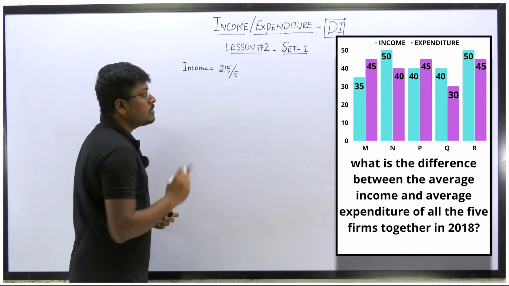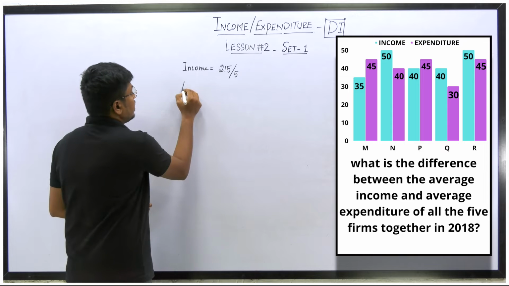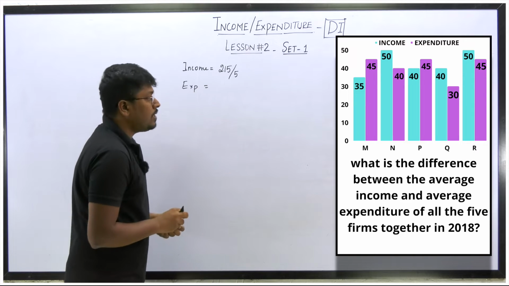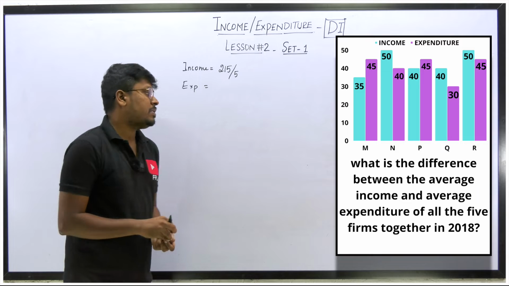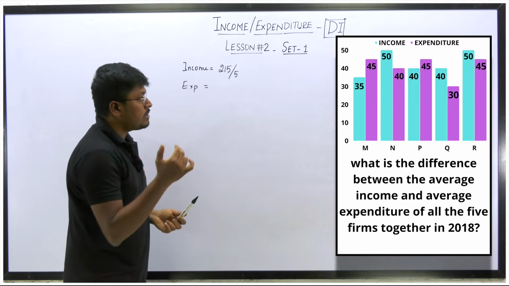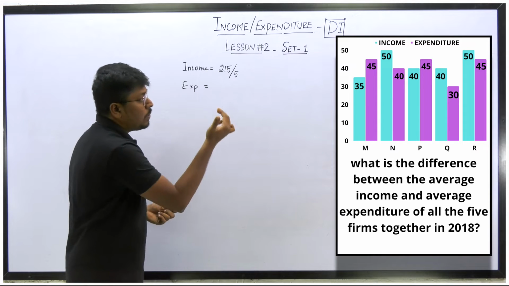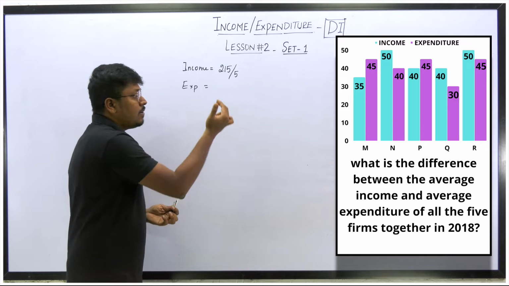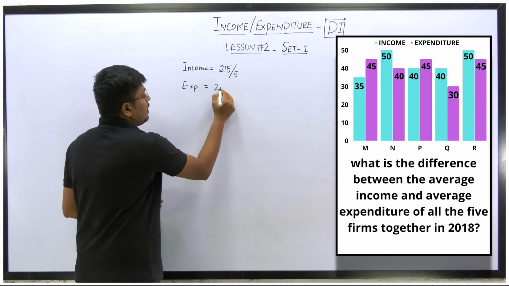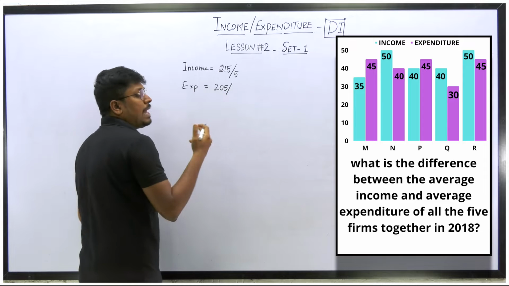Got it? Second, expenditure. The expenditure of all the 5 companies will be 45, 40, 45, 30 and 45. Let me add all the values. 45 plus 45 will be 90. 90 plus 40, 130. 130 plus 30, 160. 160 plus 45 will be 205. So 205 will be the 5 companies' total expenditure.